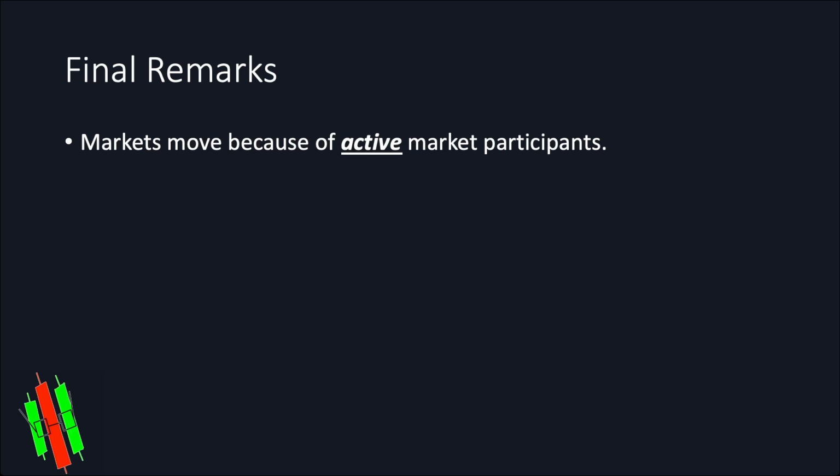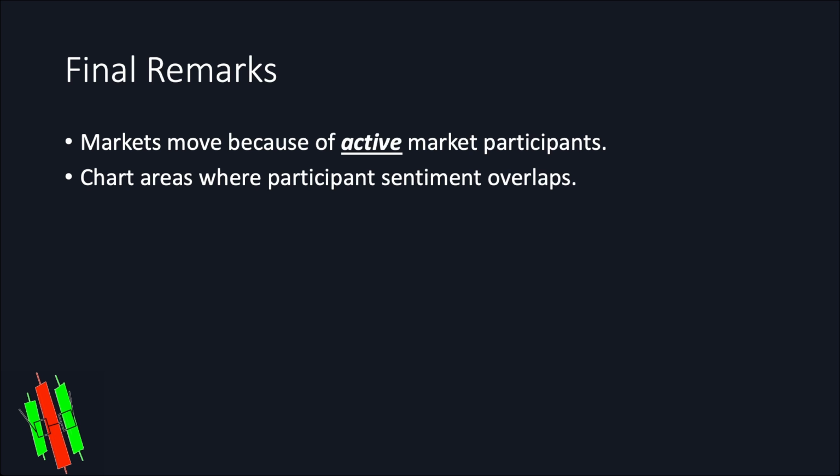So first, markets move because of active market participants. These are people crossing the spread and depleting order blocks. However, passive market participants still provide liquidity to the active participants. And secondly, the point of supply and demand is to chart the areas where market participant sentiment overlaps, so places where people are willing to cross the spread to buy or sell.